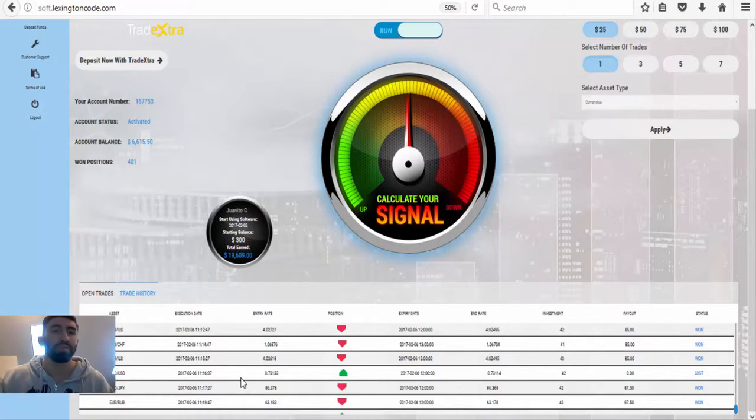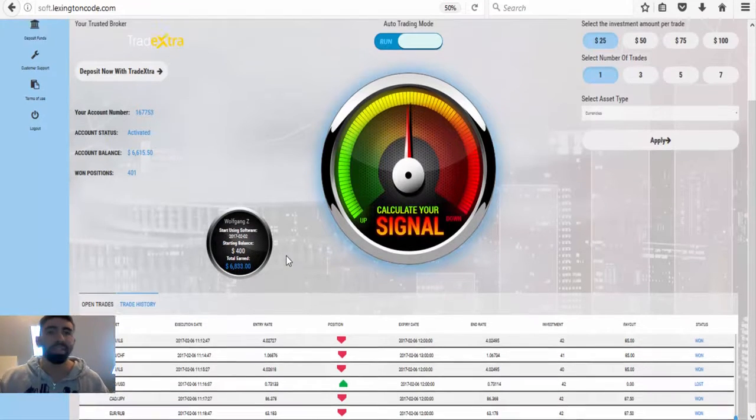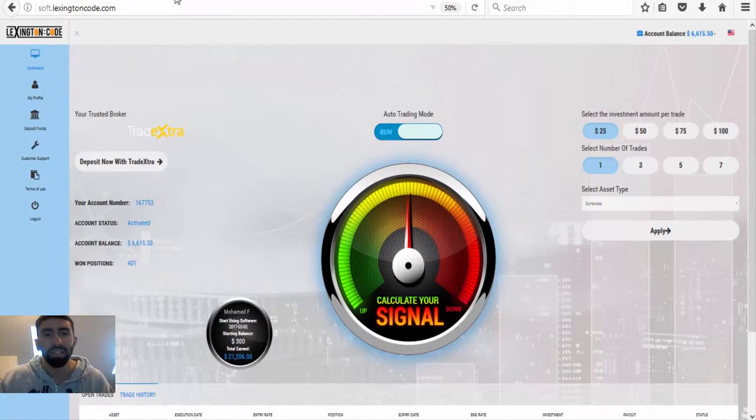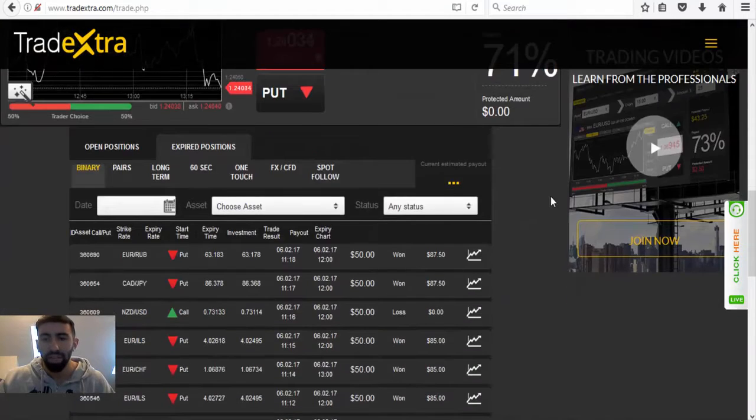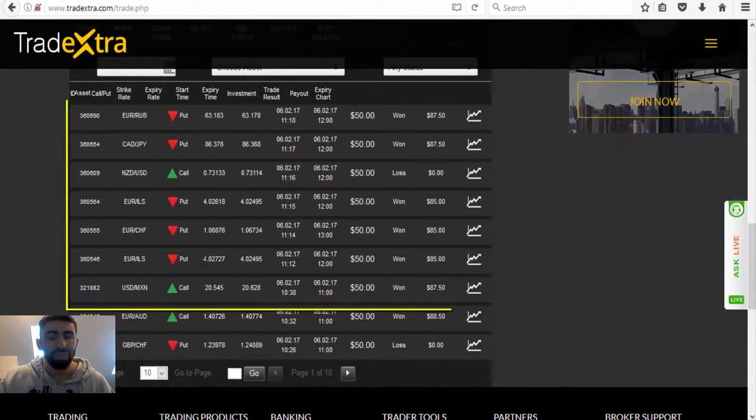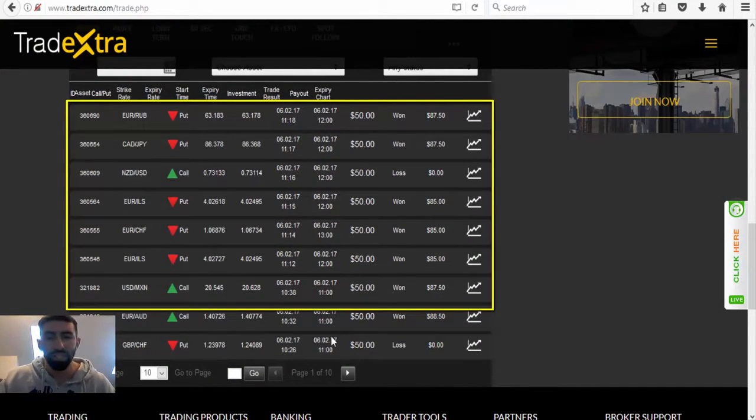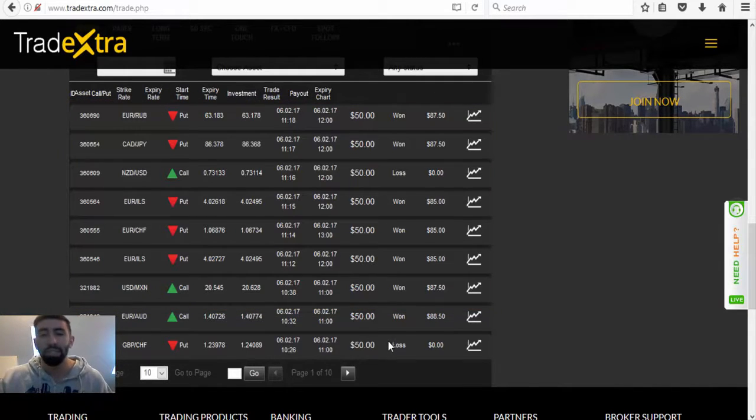We can also have a closer look in our broker. In connection with Lexington Code, I was given Trade Extra. So we can scroll down below over here. So here are the 7 trades that we have placed using the software. These are a couple other trades that I had placed earlier this morning before we did this live demonstration.